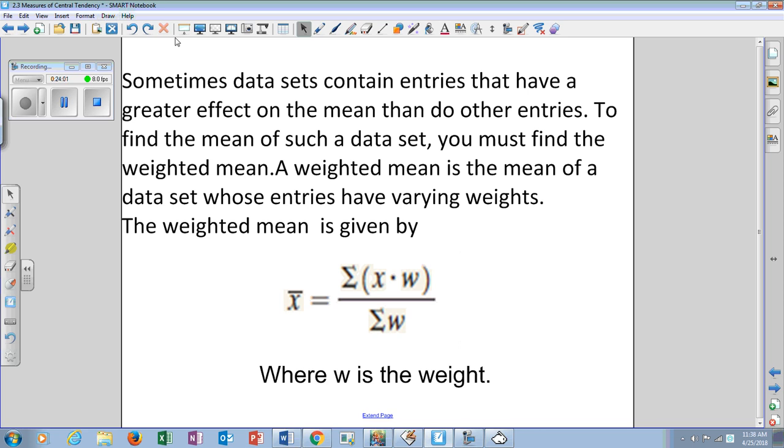Sometimes data sets contain entries that have a greater effect on the mean than do other entries. To find the mean of such a data set, you must find the weighted mean. A weighted mean is just the mean of a data set whose entries have varying weights. Weighted mean is given by the formula X bar equals the sum of X times W divided by the sum of W, where W is just the weight.